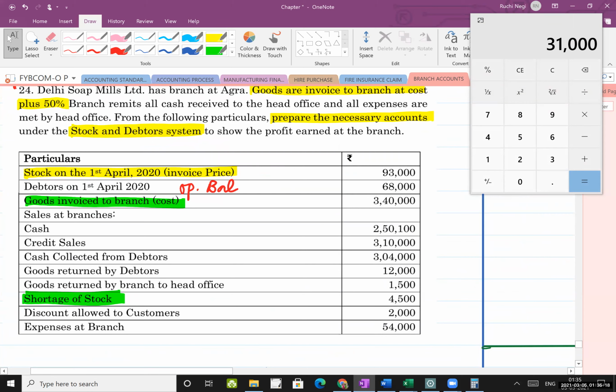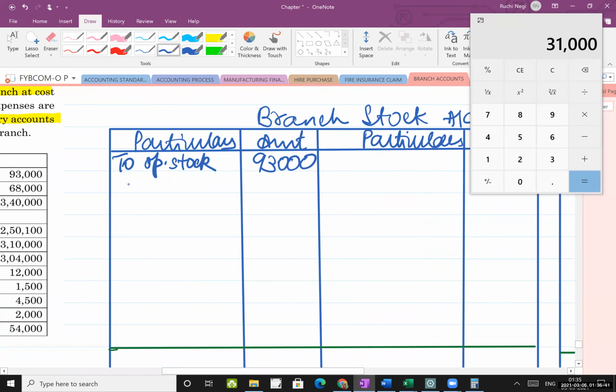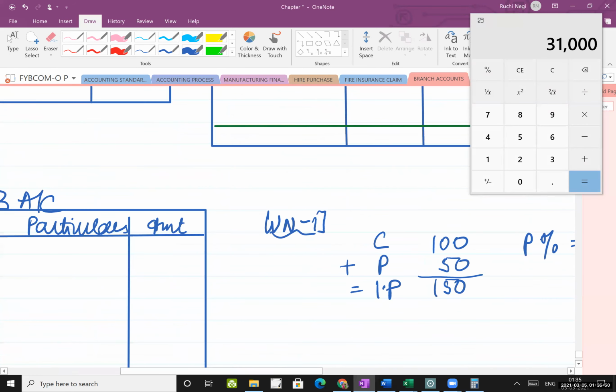Next, goods invoiced to branch. Invoiced to branch, but this is the cost price according to them. So what will be the journal entry? Journal entry will be branch stock to goods sent to branch. So right here, branch stock account debit to goods sent to branch. It is how much? 3,40,000, but we will have to calculate it.